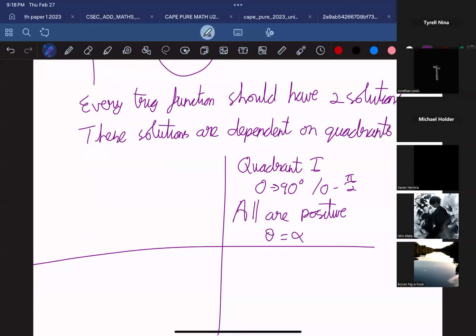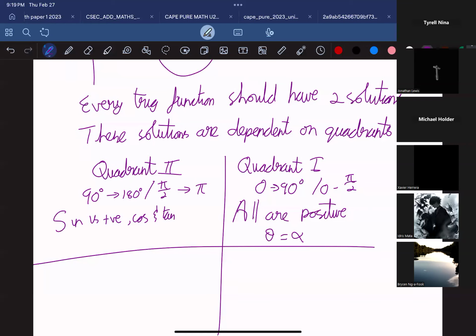Theta is equal to alpha, right? We have quadrant 2, which is 90 to 180, or pi over 2 to pi. Sine is positive, cos and tan are negative. My theta is equal to 180 minus alpha, or pi minus alpha.